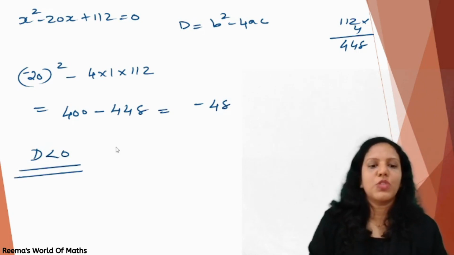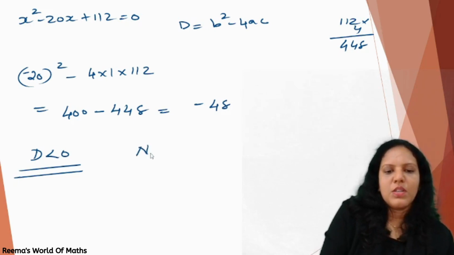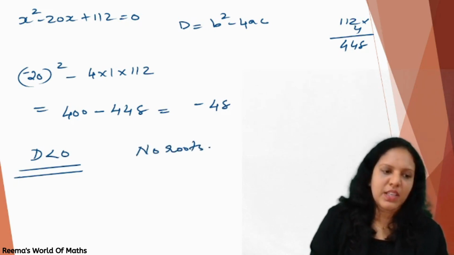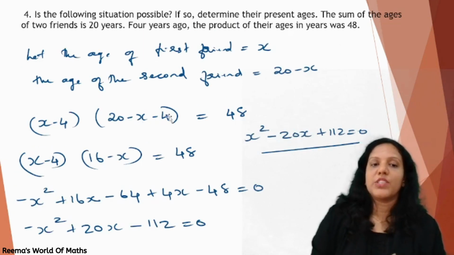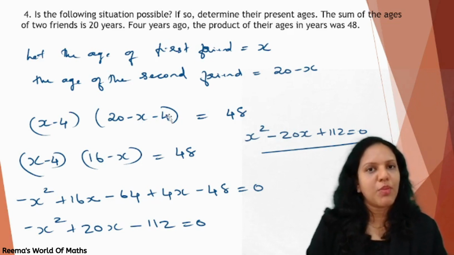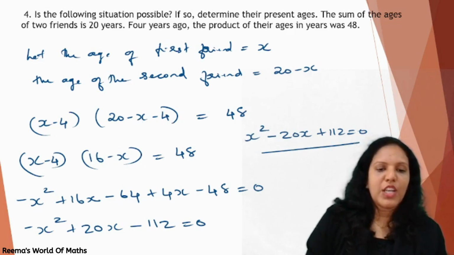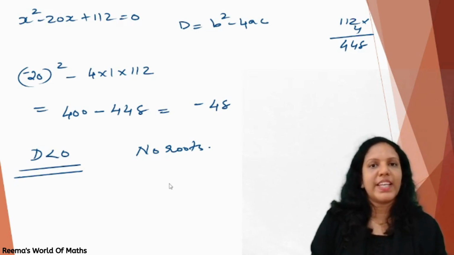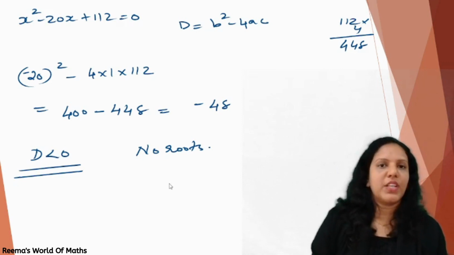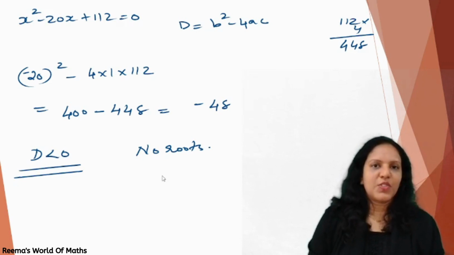If D is less than 0, then it will not have any roots. So there are no roots for the given situation, so this situation can't be possible. We have asked whether this following situation is possible. This situation is not possible because the value of D is less than 0. So that equation will not have any real roots. Let's see the next question.